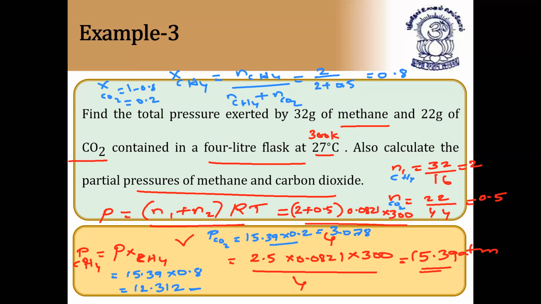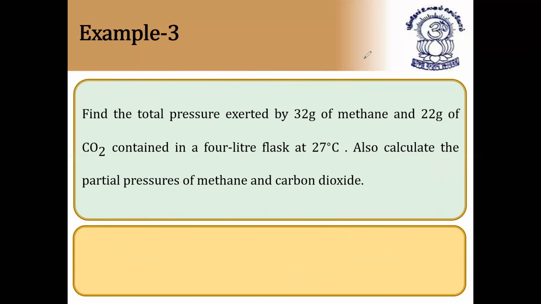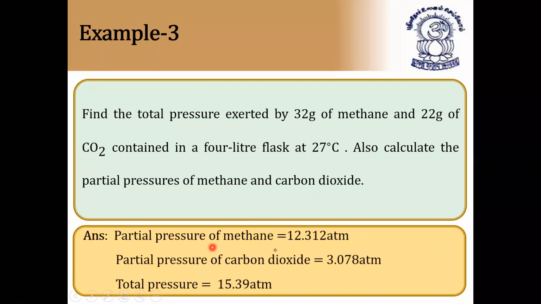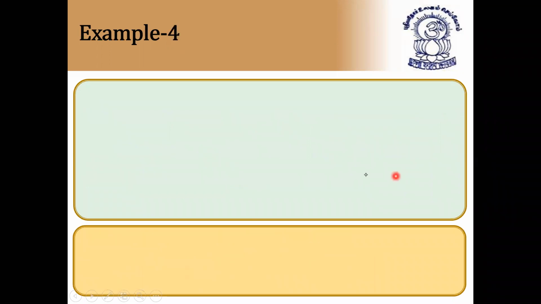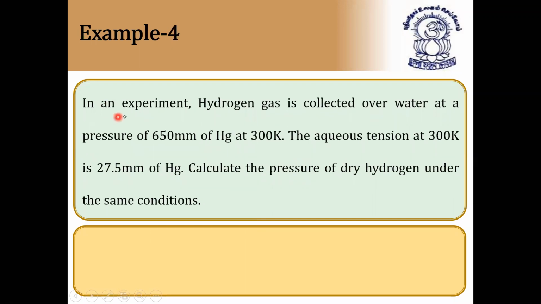So very simple problem, but it will take more time for calculation. But in the examination, they'll give the calculation part easily. So partial pressure of methane is equal to 12.3, as you already got. Total pressure is equal to 15.39 approximately. Partial pressure of carbon dioxide is equal to 3.078. So it is a very, very important model. I hope it is clear. Next question. Very, very important.